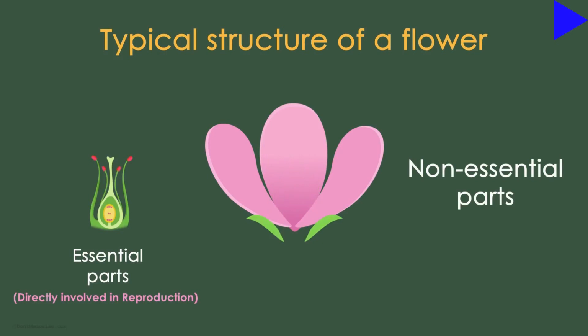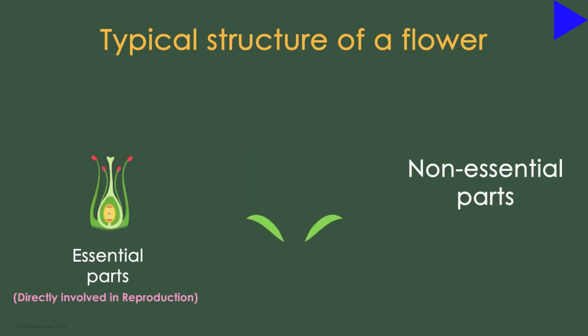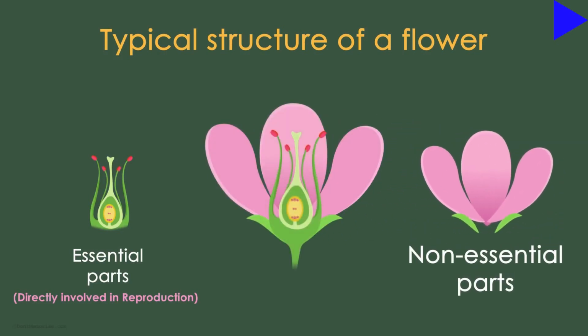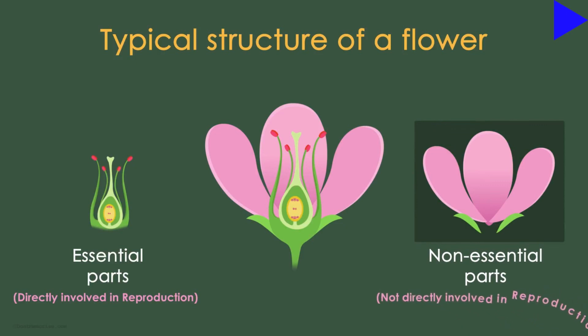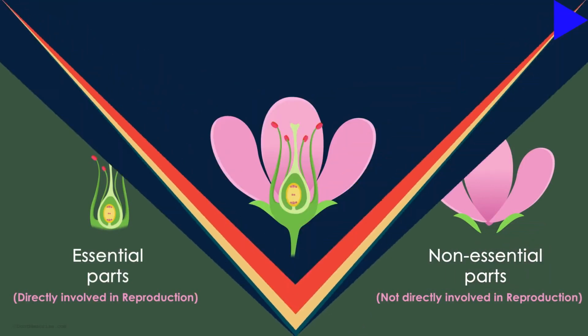Floral parts such as the petals and sepals are the next in our list, and they are the non-essential parts of a flower. These floral parts do not take part in the process of reproduction directly and are therefore called the non-essential parts. Now let's discuss each part in detail.